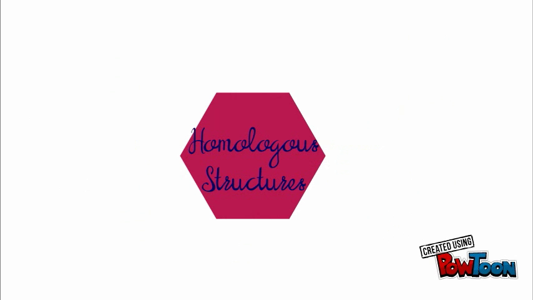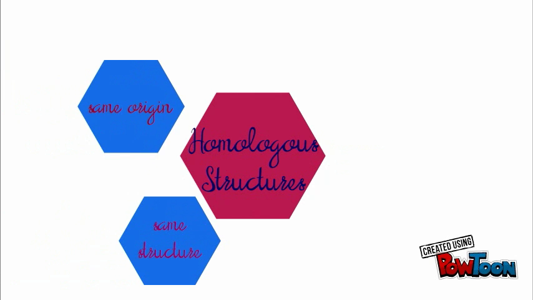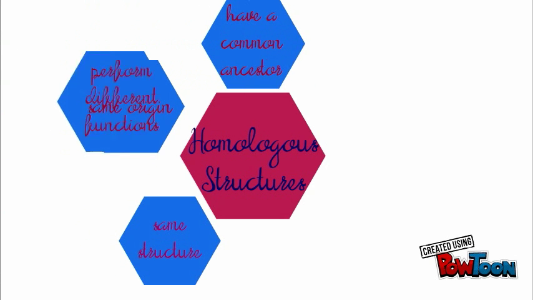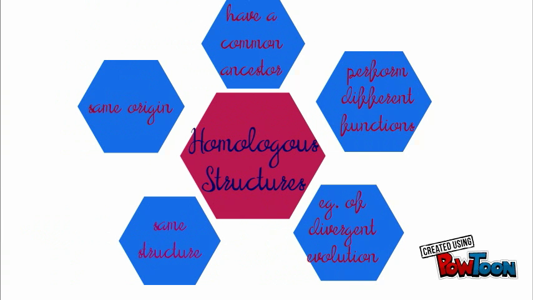Homologous structures usually have the same basic structure, same origin, have a common ancestor, perform different functions, and are an example of divergent evolution.